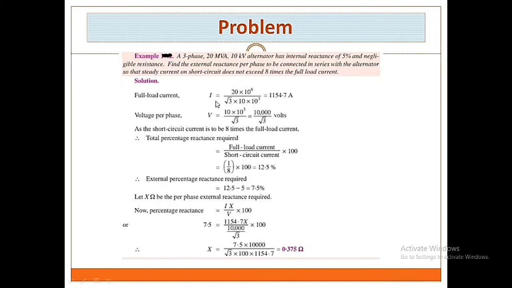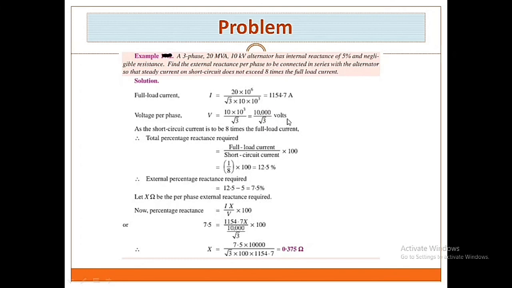So we first calculate the full load current, that is full load current equal to power by root 3 into voltage. Power is 20 expressed in VA, 20 into 10 to the power 6, by root 3. What is the value of voltage? 10 kilovolt. Now 10 kilovolt is converted into volt, so we multiply it by 1000 and we get the value of full load current as 1154.7 ampere. Now what is the voltage per phase? Voltage per phase is the line voltage by root 3, that is equal to this.